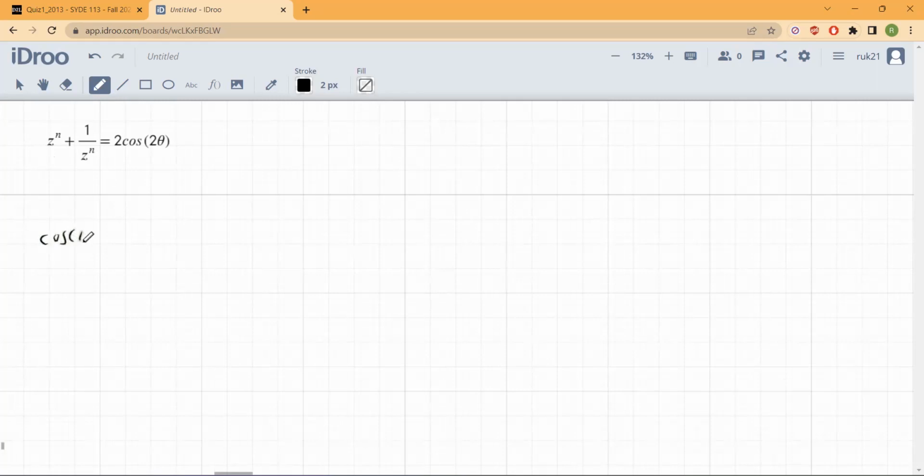cos theta plus i sine theta to the n. And now I'm going to go plus, and here you can also think of it as z to the power of -n, because that's where the 1 would come from. So then we would think of cos theta plus i sine theta to the power of -n. Okay? Now what's going to happen is, if you remember, we have 2 forms.